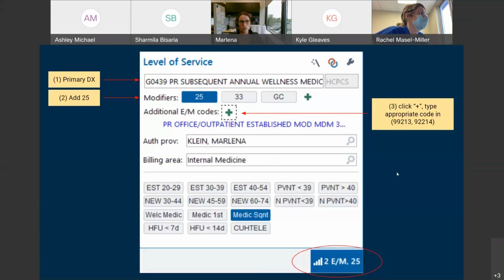So now we will go on to the 25 modifier. So here, this is kind of my format I have. So I chose the subsequent visit for Medicare annual wellness visit. You click modifier and I have my 25 queued up here. And then you have to click this button if you're going to add another E&M code. So if you're doing a 25 modifier for a vaccine or an EKG, which we'll go over, you don't have to click it. But for additional E&M codes, you'll click this and you'll type in 99213 or 14, whatever is appropriate.